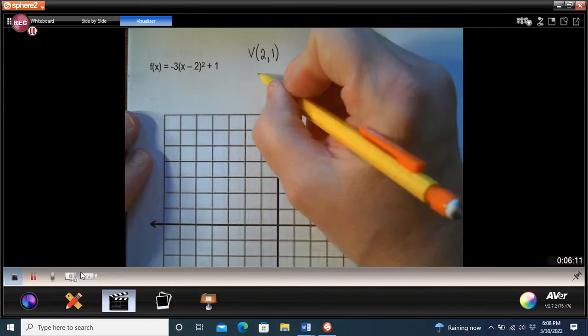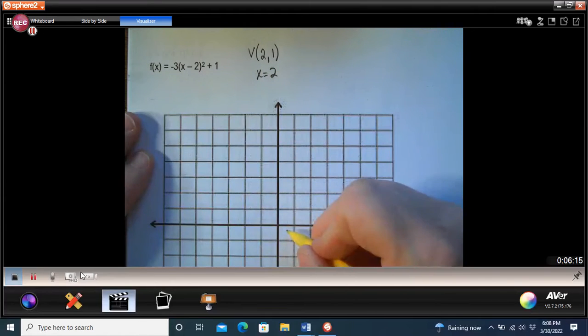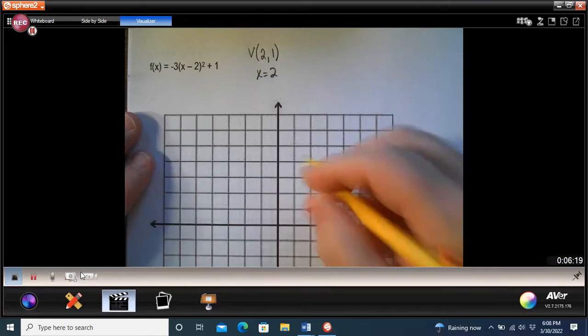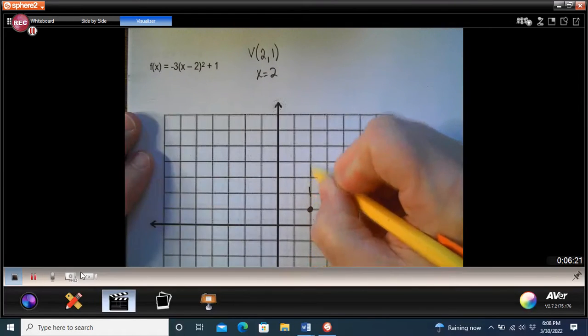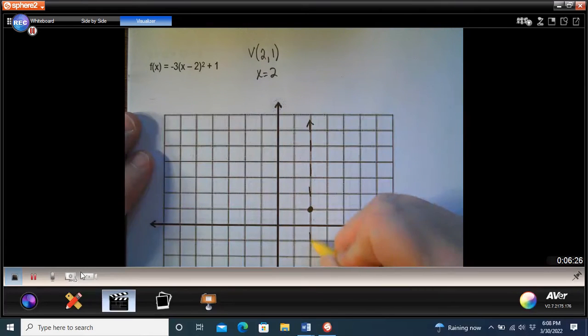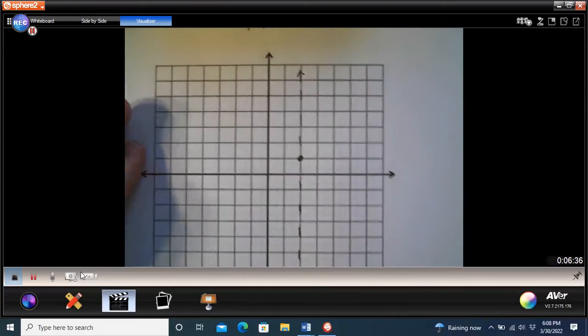The axis of symmetry would be x equals 2. And at this point, 2, 1 is here. And the axis of symmetry is this vertical line, right? And the equation of that vertical line is x equals 2. Okay.